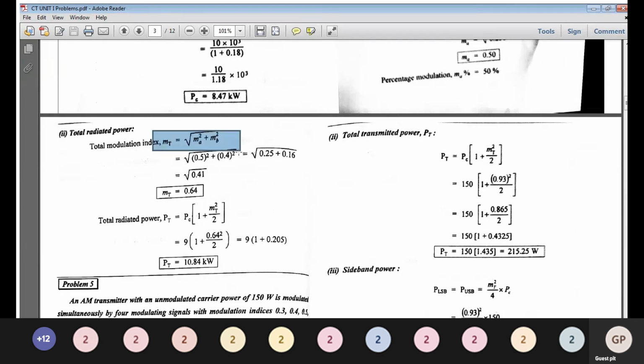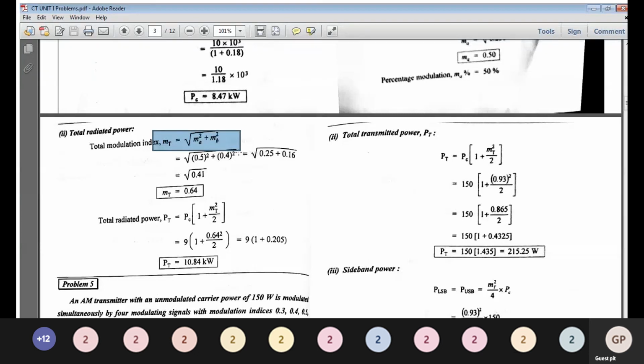If a signal is transmitted alone, that signal's modulation index is a single value. If two or more signals are simultaneously transmitted, we have to calculate the total modulation index value. The total modulation index value mt is equal to the square root of m1 square plus m2 square plus m3 square, for the number of waveforms involved or simultaneously transmitted.